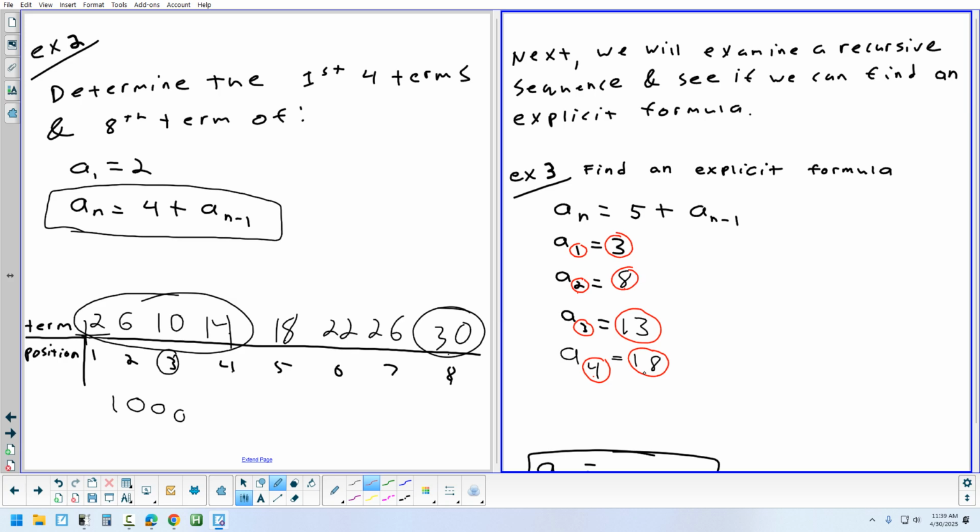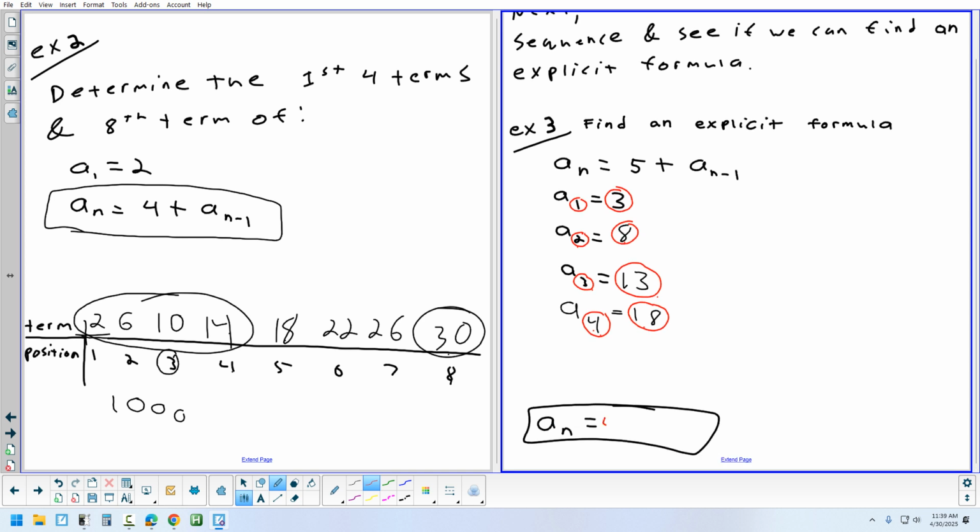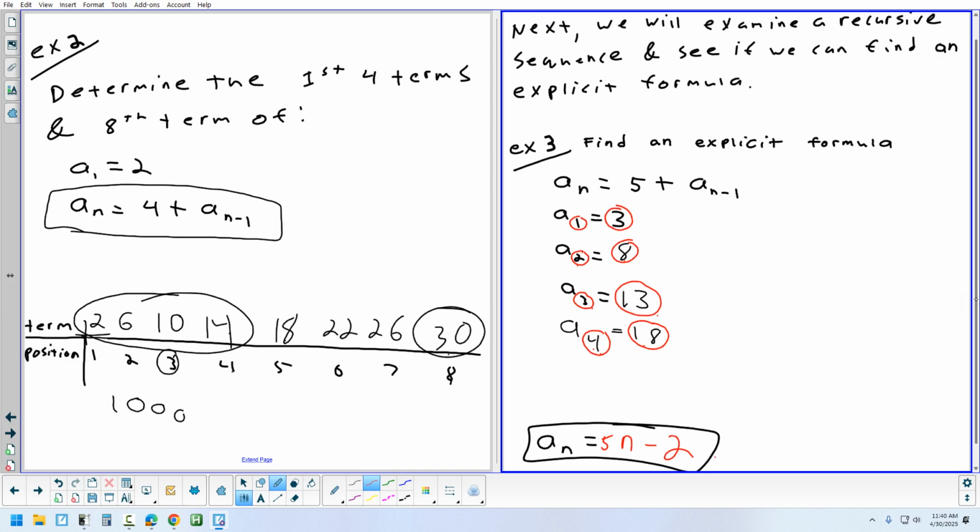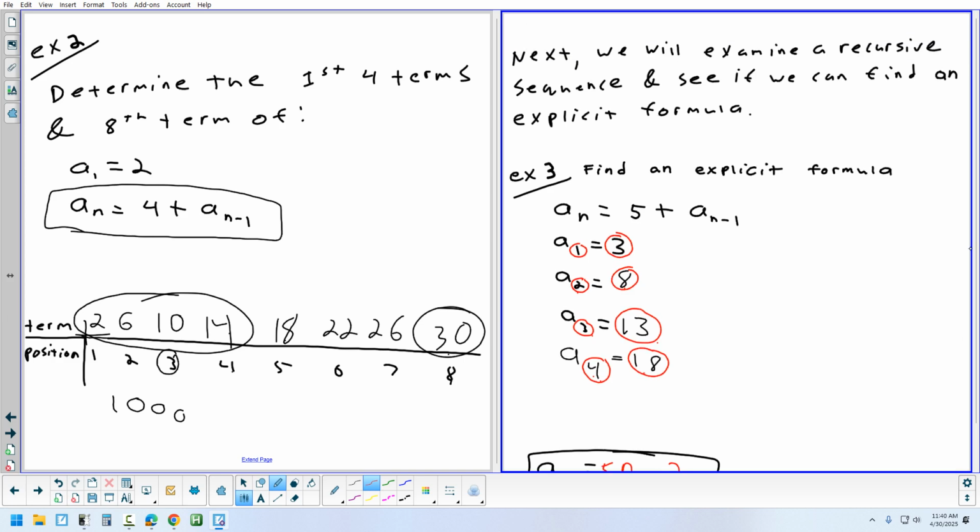Multiply the term by 5 and subtract 2. Yeah. The pattern here is times 5 minus 2. 3 times 5 is 15. Minus 2 is 13. 4 times 5 is 20. Minus 2 is 18. So the pattern is 5n minus 2. That's the explicit version. That's the recursive version.